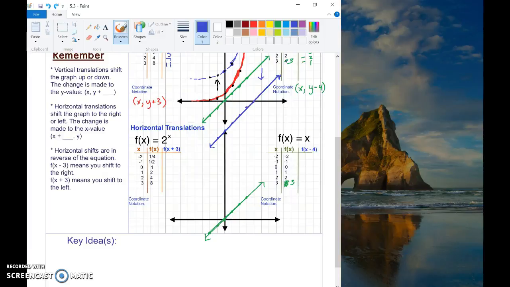Welcome back, detectives. We're going to do part 2 of this clue, and it's about horizontal translations. Horizontal translations can be a little tricky, but the main thing to remember is that when you translate an equation horizontally, it's going to slide along the x-axis. So your x values change, not necessarily your y values. Your y values stay the same, but your x values change.